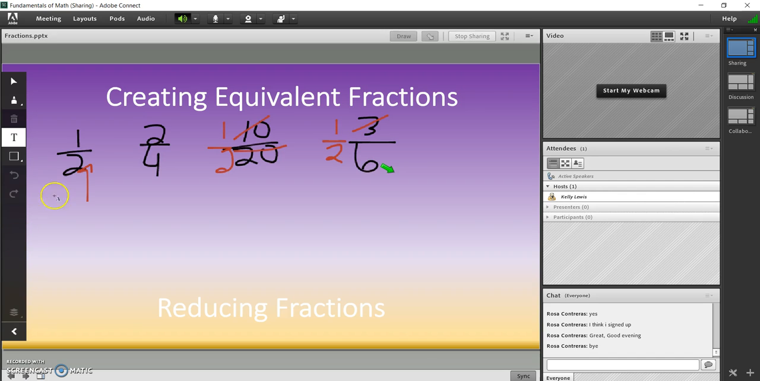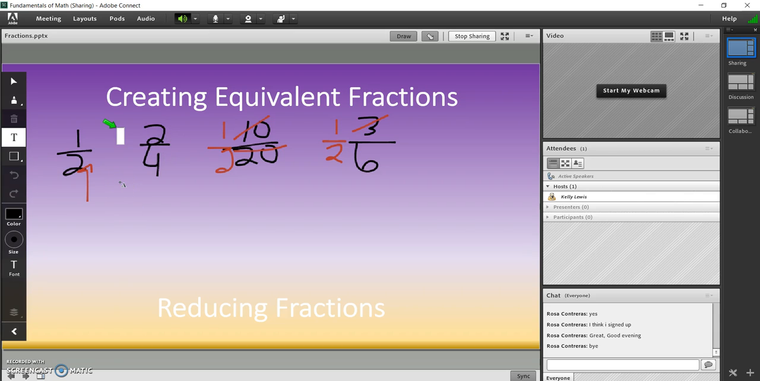Equivalent fractions. All right, so let's think about the fraction 1/2. For an equivalent fraction, we would just maybe multiply by 2, and 2 times 2 is 4, so we get 2/4. So 2/4 and 1/2 is an equivalent fraction.